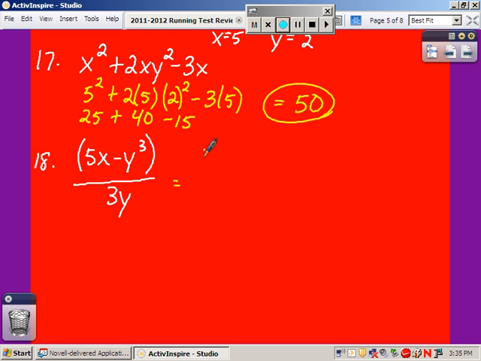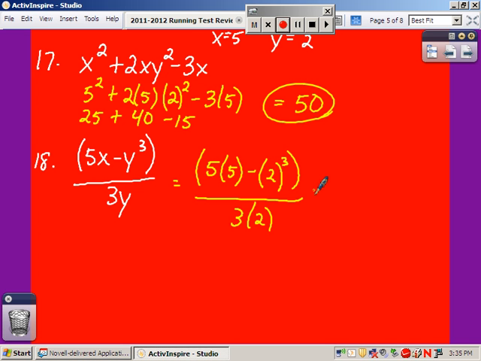For this one I have 5 there, 2 here, and 3 times 2 on the bottom.